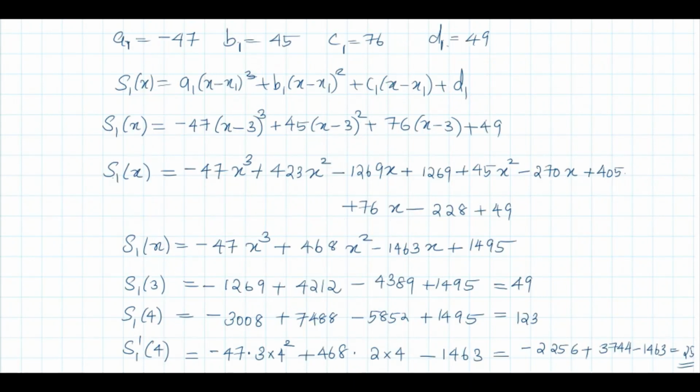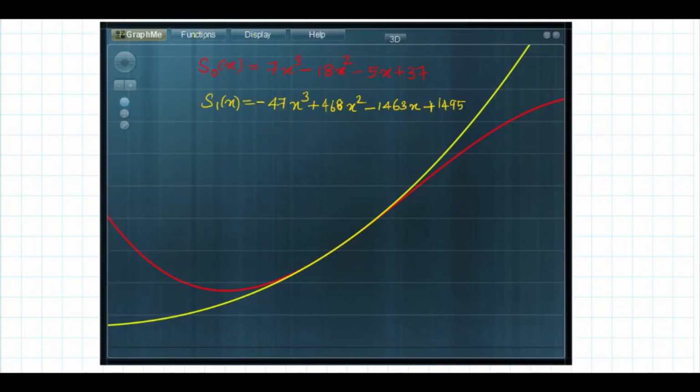Similarly, the second spline A1, B1, C1, D1 are given. So substituting in this, you will get S1(x) equal to minus 47x cubed plus 468x squared minus 1463x plus 1495. When you put x equal to 3, you will get 49. When you put x equal to 4, you will get 123. Again, the derivative evaluated at 4 will be 25. So all the conditions are correct. So these are the correct equations for splines S0 and S1. And if you plot S0 and S1 between 2 and 4, this red curve is S0 and this yellow curve is S1.